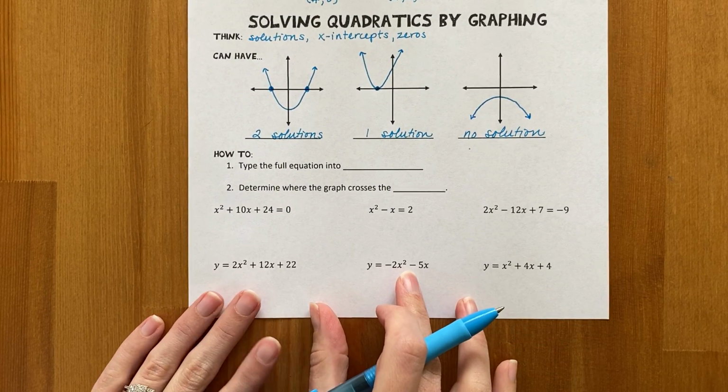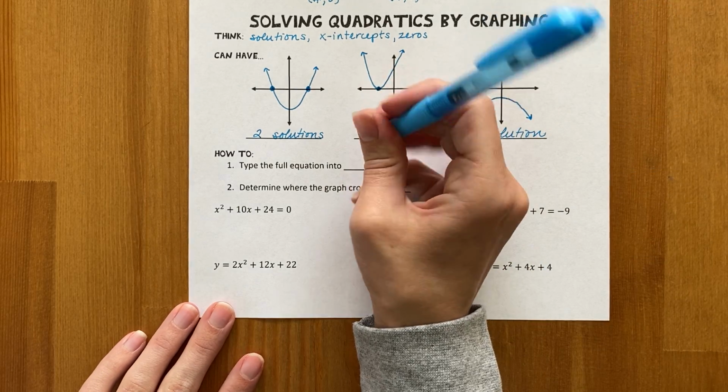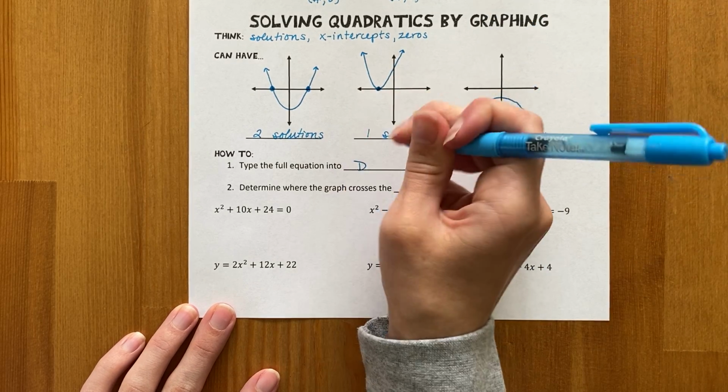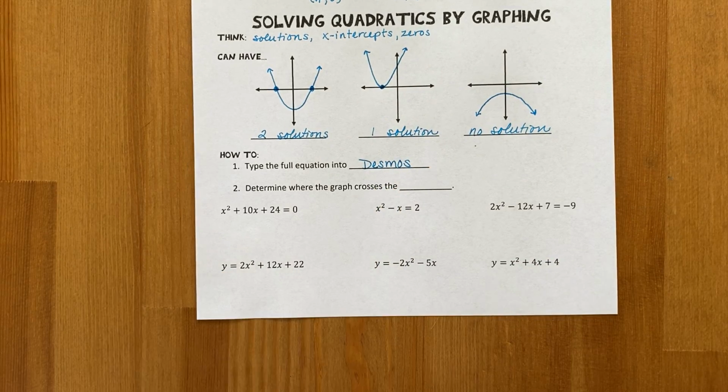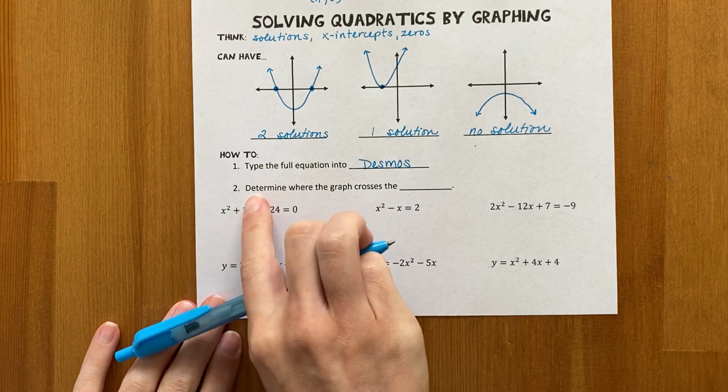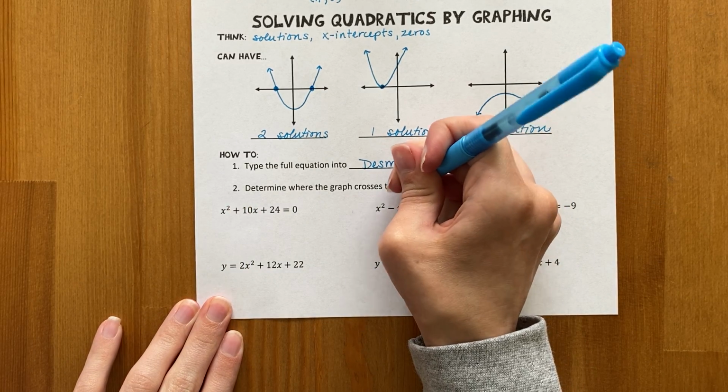All right, in order to make this work, we're going to end up using Desmos. So your job is to type the full equation into Desmos. Now, in Algebra 2, you start graphing these by hand and looking at different properties of them. But here in Algebra 1, our job is to just graph them and figure out those x-intercepts where it crosses the x-axis. So that's our next step, is to determine where the graph does that.